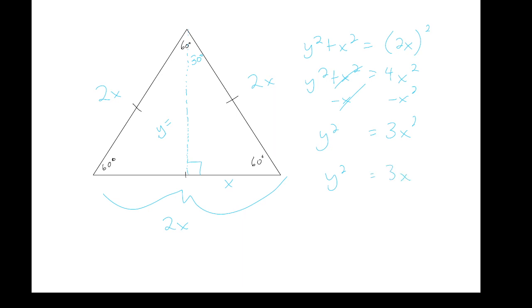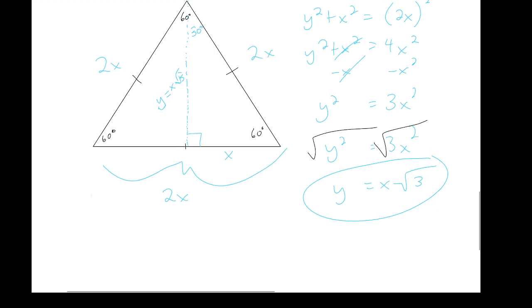And again, I'm going to solve for y. So in order to get it by itself, I'm going to take the square root of both sides. y squared is now just y. That is equal to the square root of 3x squared. x comes out. That is your value. y is equal to x rad 3. So this is x rad 3 right here.